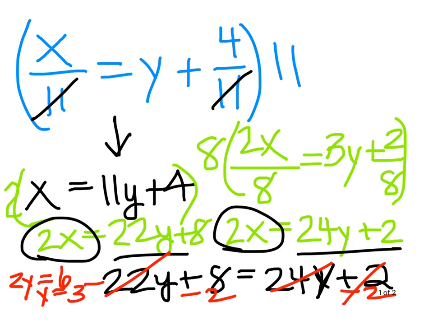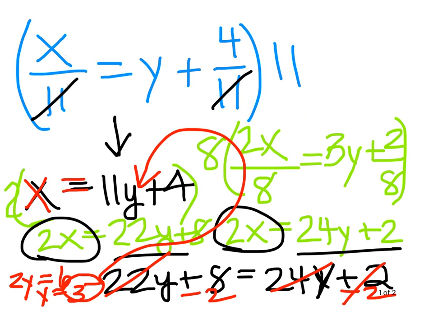Now we can take this 3 and plug it back into any part of the problem. I just chose that y since it's by itself. So x is equal to 11 times 3, so 33 plus 4. So x is equal to 37.